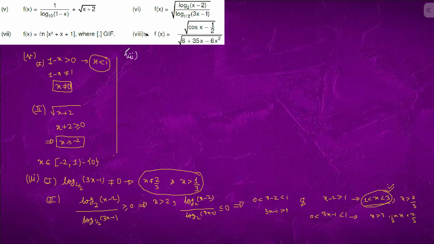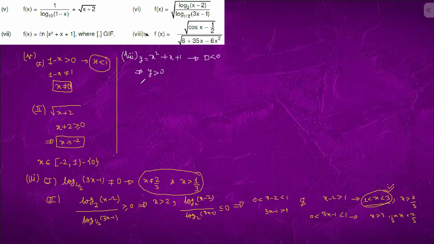Question number 7. f(x) is some greatest integer. So whatever is coming inside the greatest integer, which is x square plus x plus 1, we see that the discriminant is less than 0. So that y will be bigger than 0. So we can take anything which is bigger than 0.